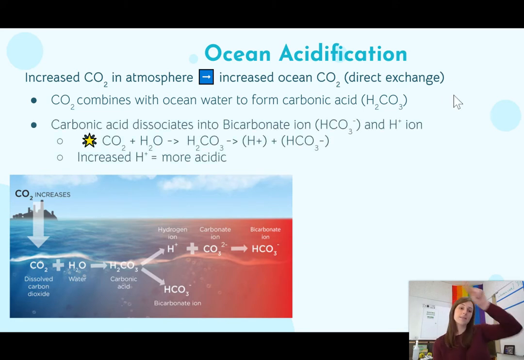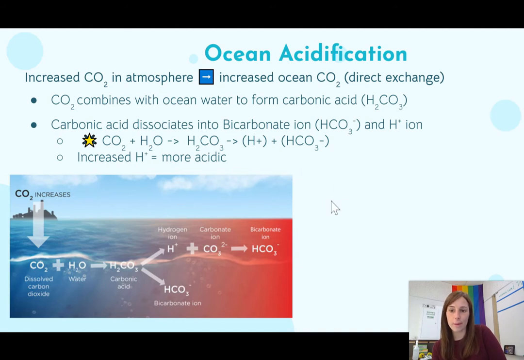Now we have a second step in this process. Carbonic acid dissociates into bicarbonate ions, which is HCO3 with a negative charge. What that means is that they gave up a hydrogen ion. So if we look here, you are going to have this hydrogen ion pop off on its own, which is going to leave this bicarbonate ion.